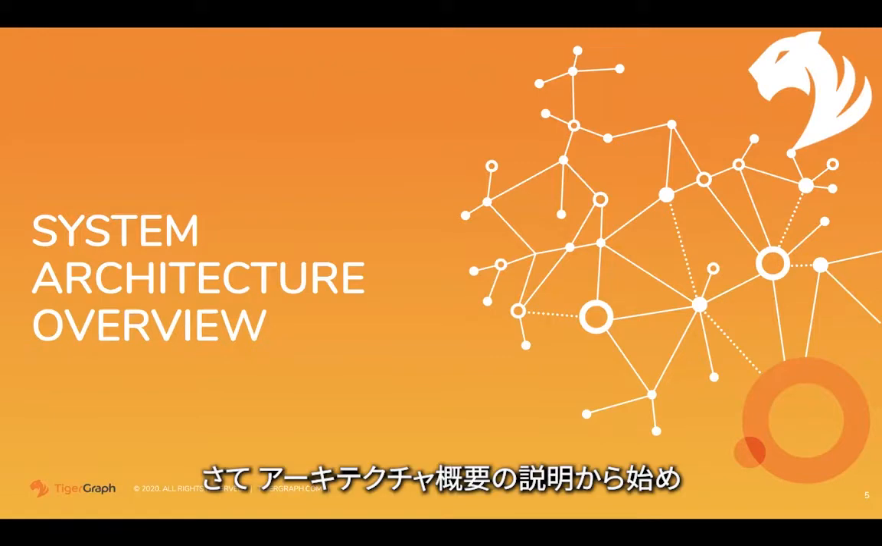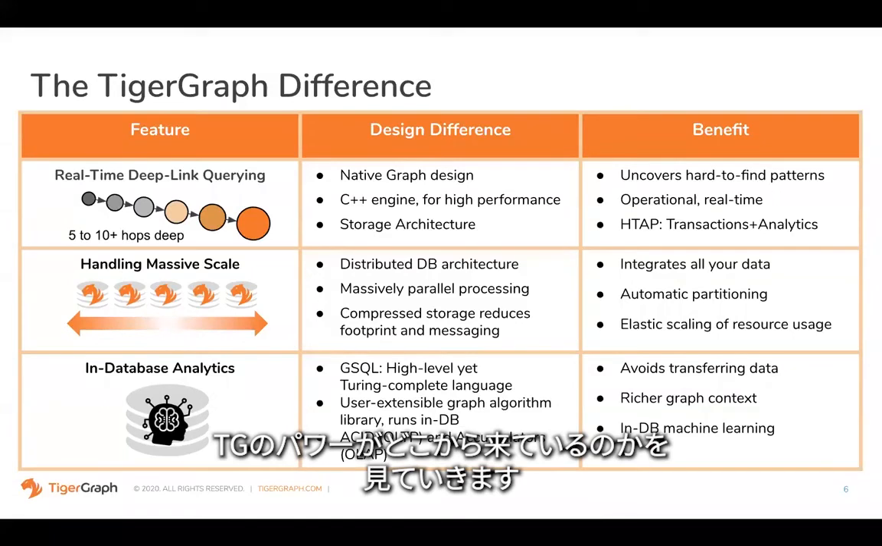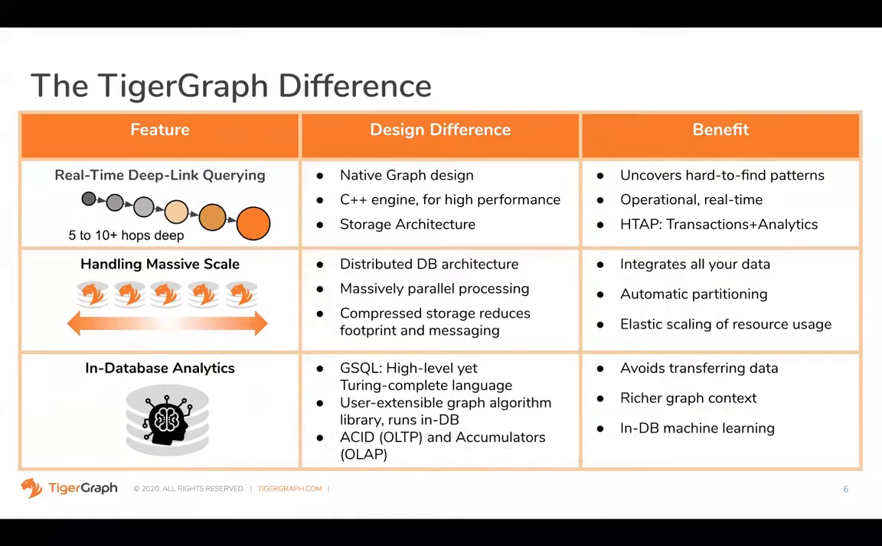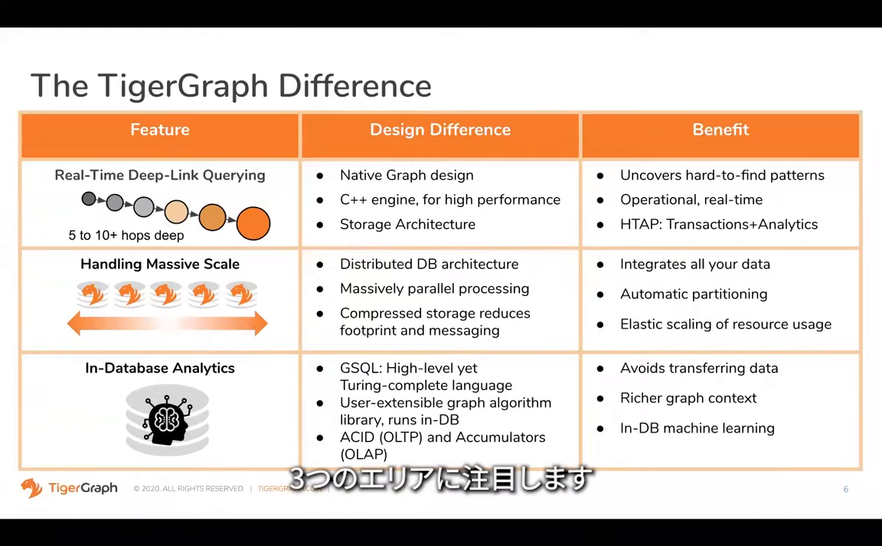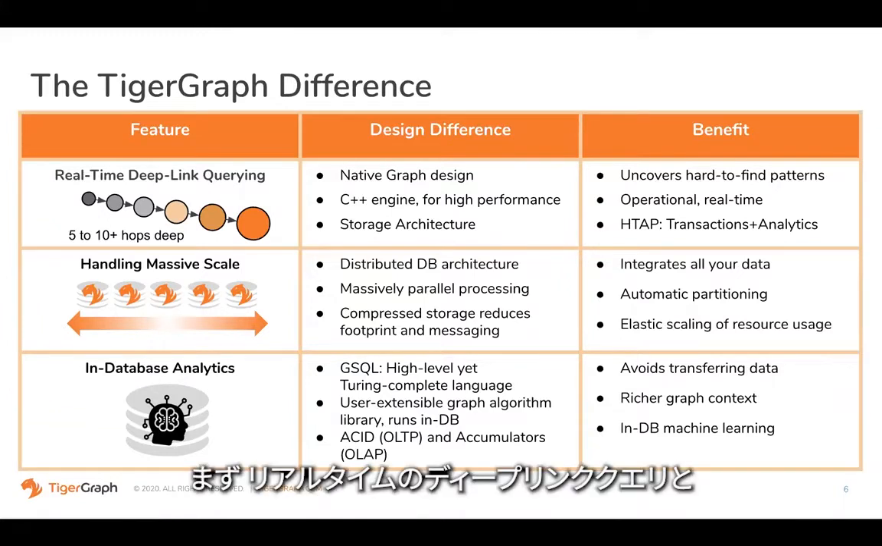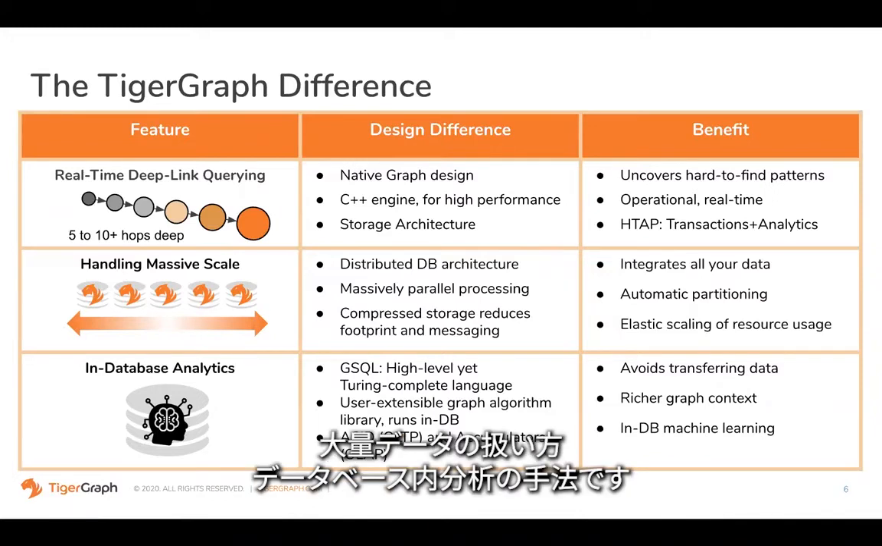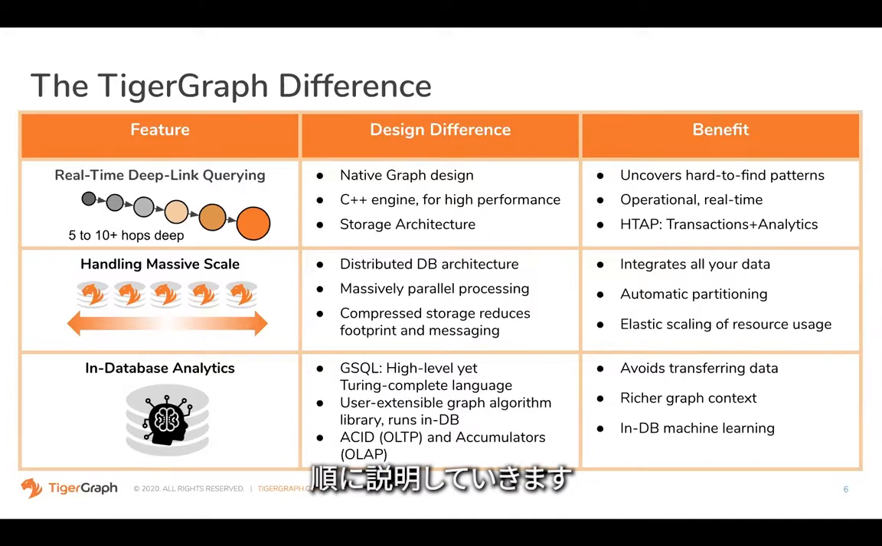So basically, I want to start there with the first architecture overview to see where our power comes from. So let's start with some key features, or rather feature areas. The three areas that I want to emphasize are real-time deep link querying, how we handle massive data, and how we enable in-database analytics. Let's start one by one.